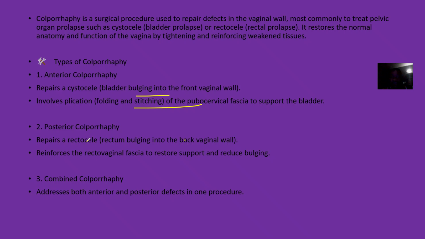Posterior colporrhaphy, the rectum is bulging at the back of the vagina. So of course you are just trying to reinforce that part of the body by stitching it too. The combined colporrhaphy, this one is when you're doing the anterior and the posterior. So it's quite as simple as that.